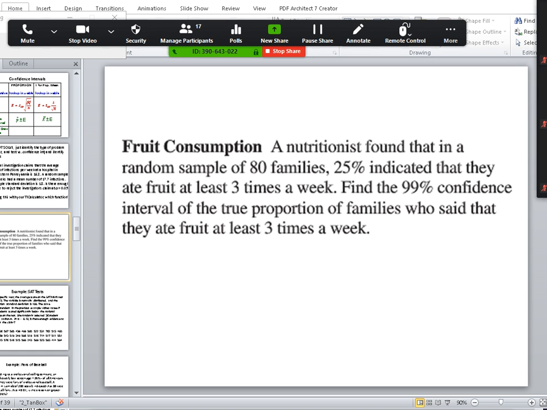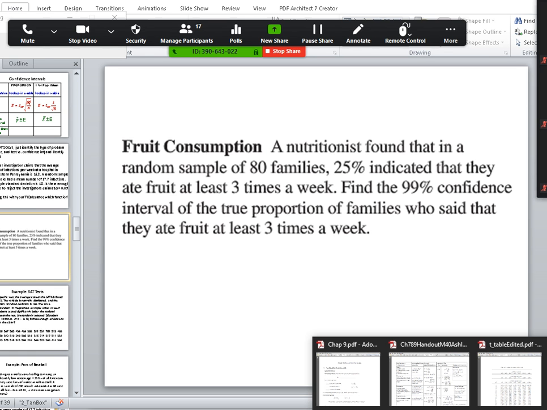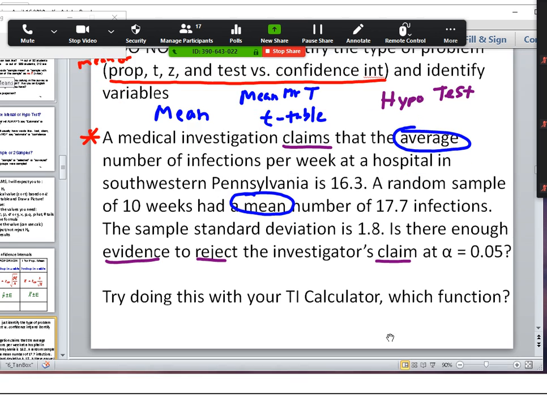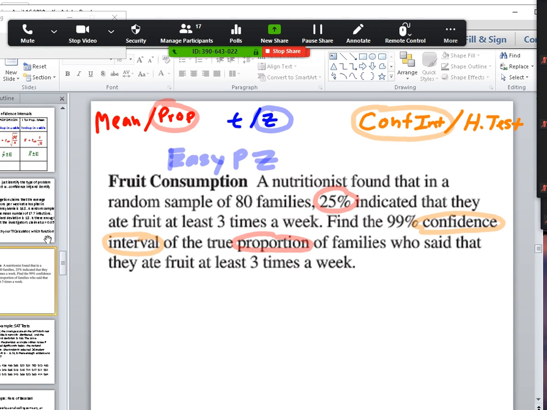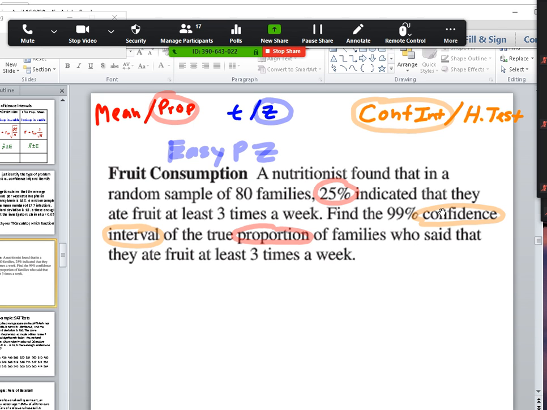And then is it a hypothesis test or confidence interval? Confidence interval. So confidence interval, because it literally says confidence interval, right? It actually physically says confidence interval. Confidence intervals will always say confidence interval or estimate, one of those two. Okay, so it's proportion, easy peasy, it's a Z, and it's a confidence interval, because it literally says that.